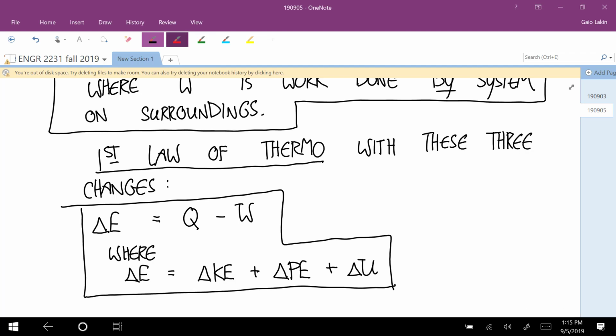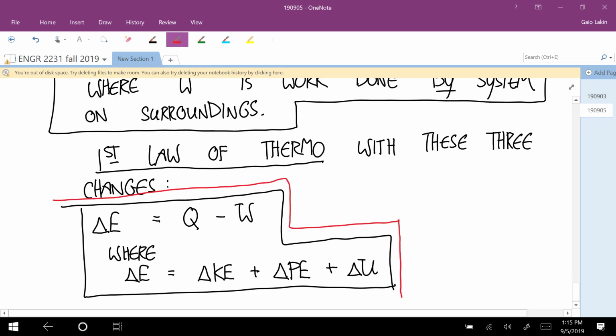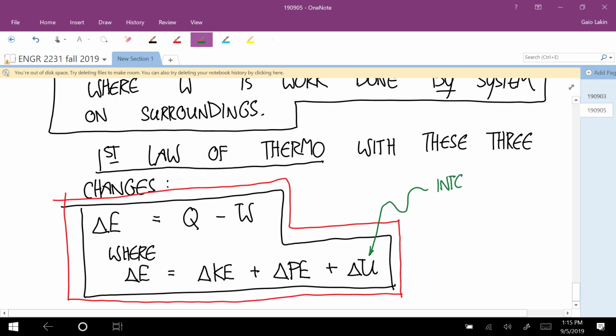Okay, so remember this one. You can skip everything else I said, just remember this. Heat. So that's the energy added to the system by heat. And heat is a change in energy produced by a difference in temperature. This U is the internal energy.